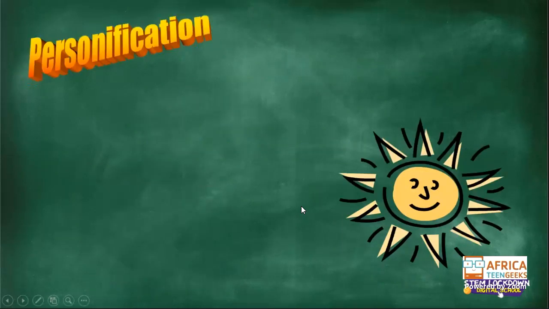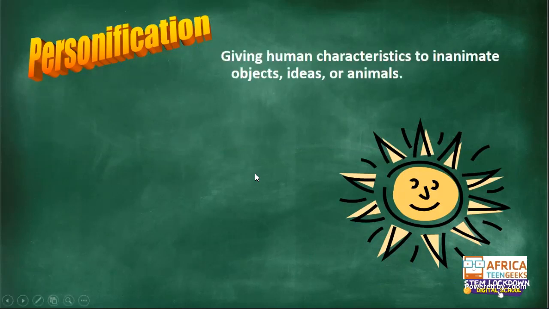Let's quickly move on to the next one. What is a personification? Oh, I might die if I don't meet Ariana Grande. Oh, Sarah. What is a personification, guys? Personification, anyone? Giving things human characteristics. Well done, Tyrese. Comparing non-human things to human traits. Well done, Monica. Okay, so personification is when you give human characteristics to inanimate objects, ideas, or animals.